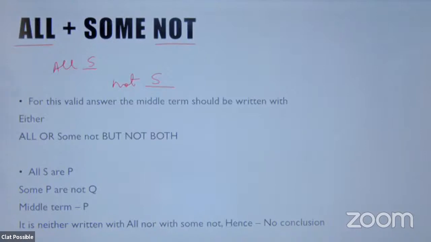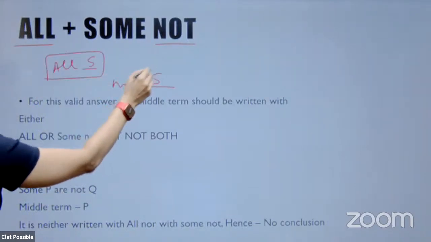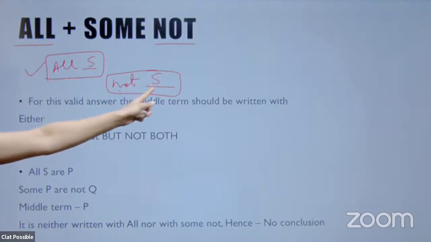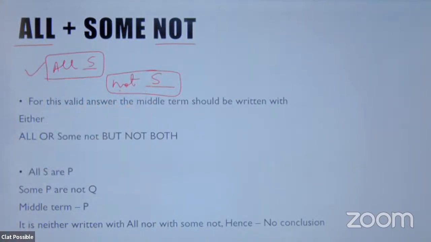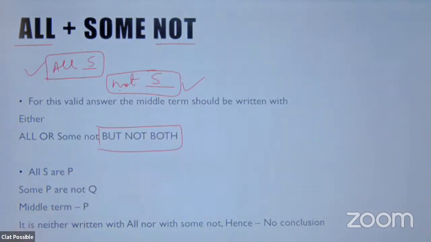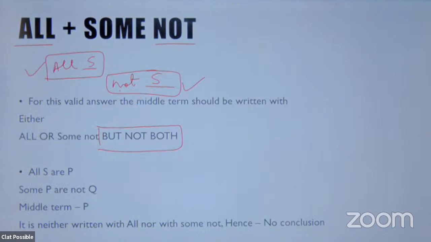So we are going to check whether the middle term is written here or here. If the middle term is written as subject of all or after all, then we can get an answer. And if the middle term is written as after not, then also we can get an answer. But if the middle term is written both with all and both with not, then we will not get any answer.